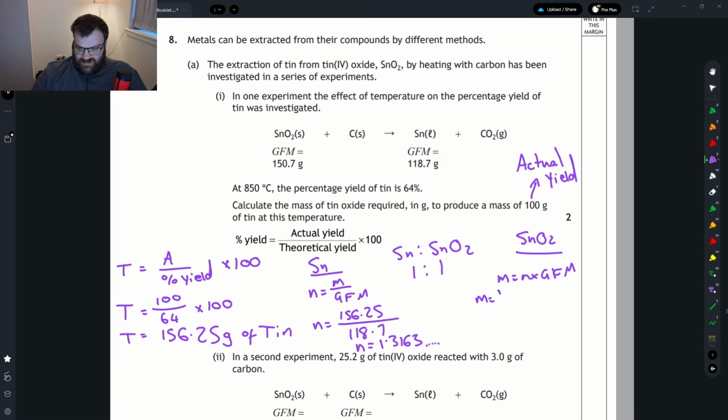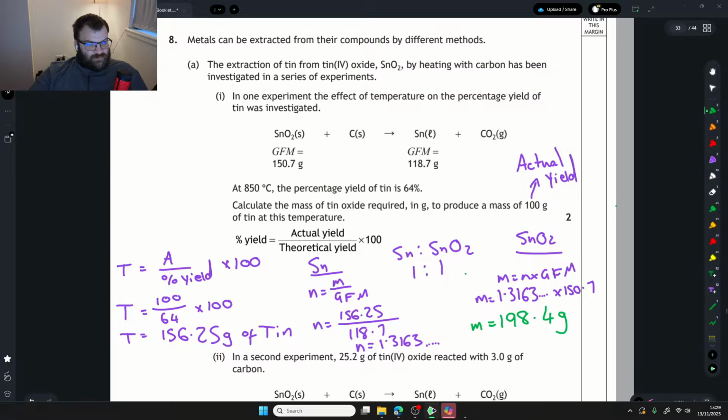So that's going to be the 1.3163 and so on and so forth, times by 150.7. And that gives 198.4 grams of tin oxide required at the beginning of it.